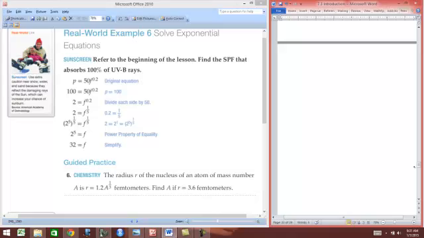So let's look at the steps here. So we plug in 100 for P. So we get 100 equals 50, F raised to the 0.2. Divide both sides by 50. 2 equals F raised to the 0.2. 2 equals F raised to the 1/5.